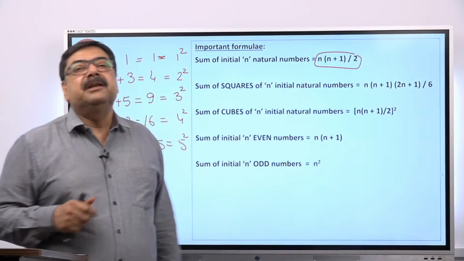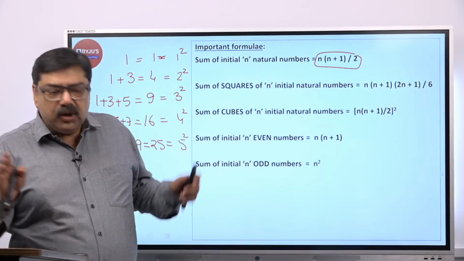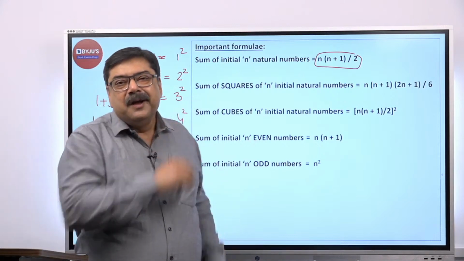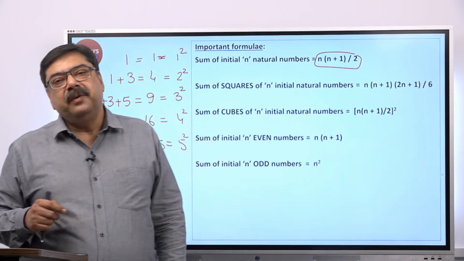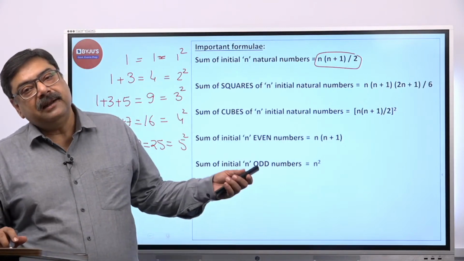If I ask you what will be the sum of first 25 odd numbers, obviously you're not going to write all the 25 odd numbers, initial 25 odd numbers, isn't it, sir? So what would you do? You would just take 25 square.